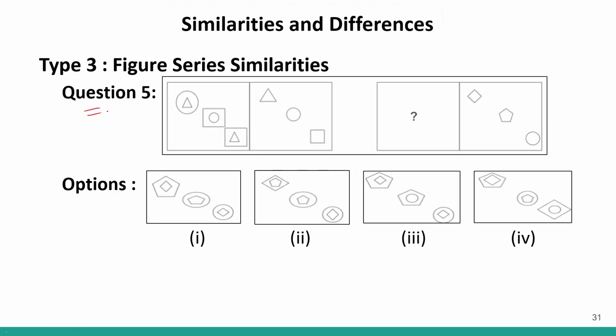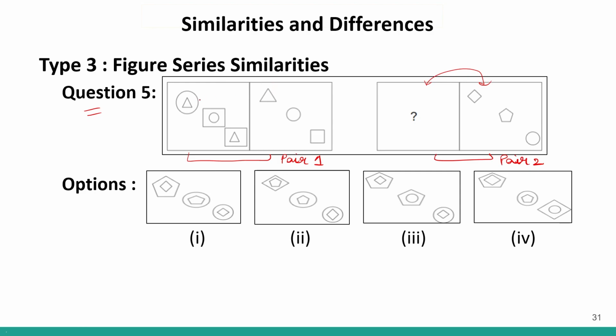Now, question number 5. We are given this pair. This is pair number 1. Similarly, this is pair number 2. And we have to find the missing element in this pair. Now, over here, we have to analyze first the relationship between these two elements, and then we have to apply the same logic between these two elements. Correct? So let us see.